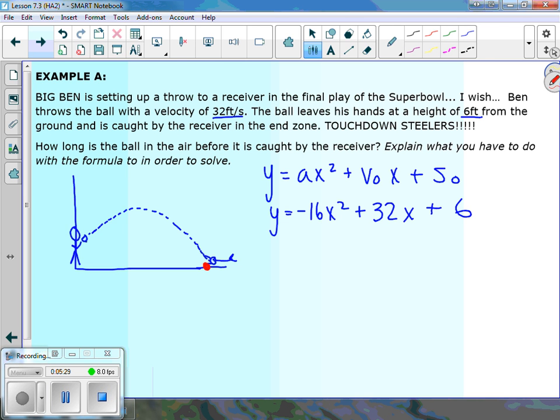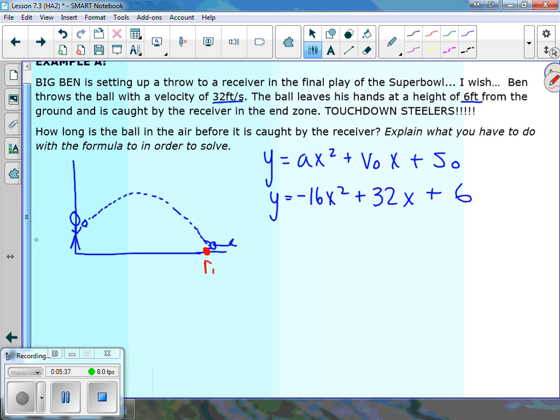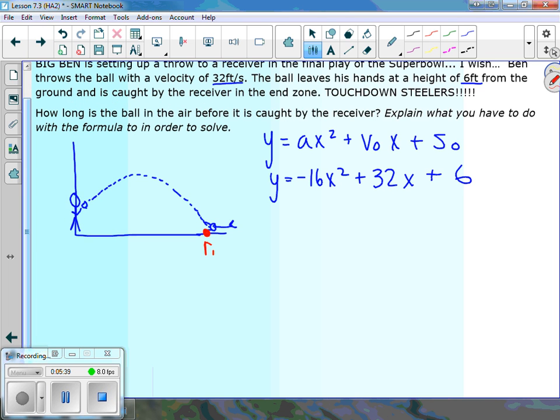And we're going to find how long the ball is in the air. We're going to find this root right here, R1, how long that ball is up in the air, by calculating the roots. Right now, to calculate roots without a calculator, all you know how to do is complete the square and solve for roots using complete the square. So that's what we're going to do.